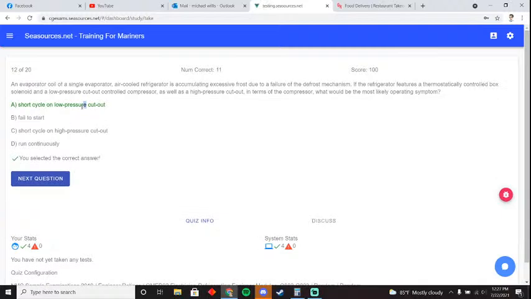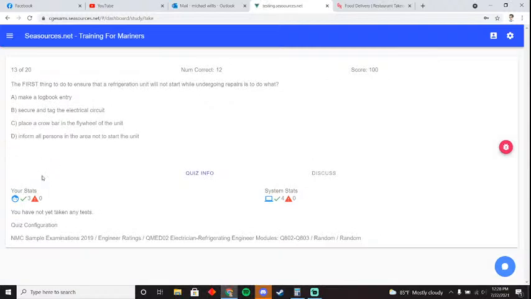And I deduce that's just because it's a single evaporator refrigerator system. If it was more than one, I think it'd be your short cycle on your high pressure cutout. I think. I'm not sure. Not 100% here. Like I said, I wasn't a reefer engineer. If you are, please let me know why this is in the comments below, because it'll help me study for this test.